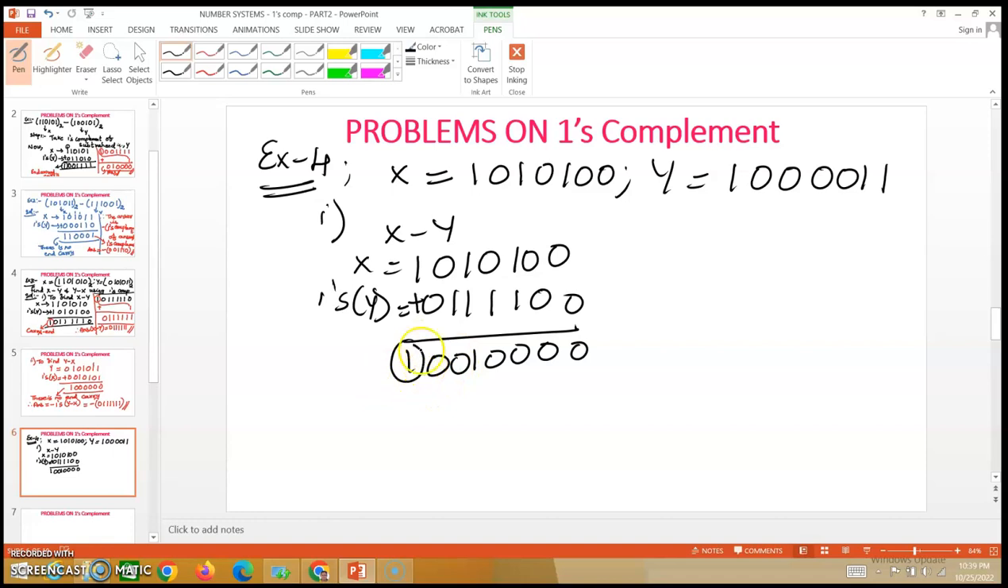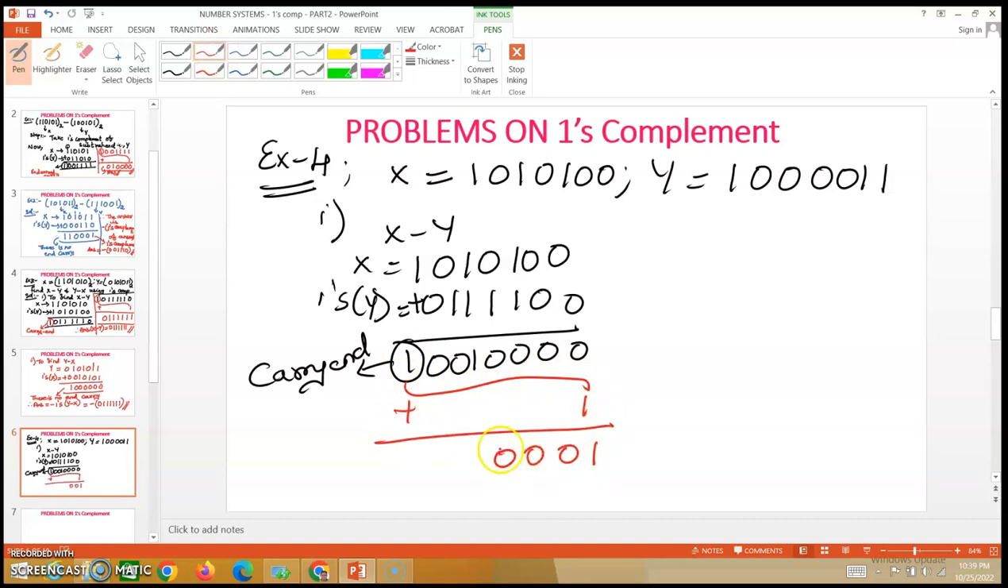Now this is nothing but the carry end. What you have to do with this carry end? You have to write it again in the least significant position and add it. Therefore 1, 0, 0, 0, and then 1, 0, 0. So this is the answer for x minus y. Now similarly we can do it for y minus x.